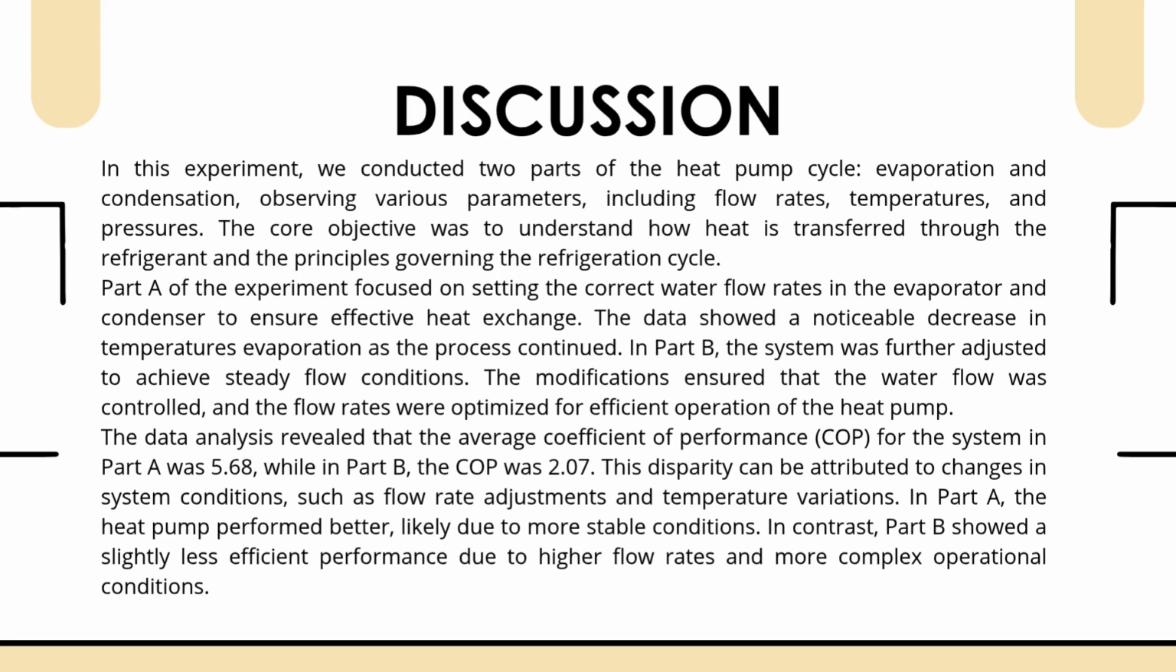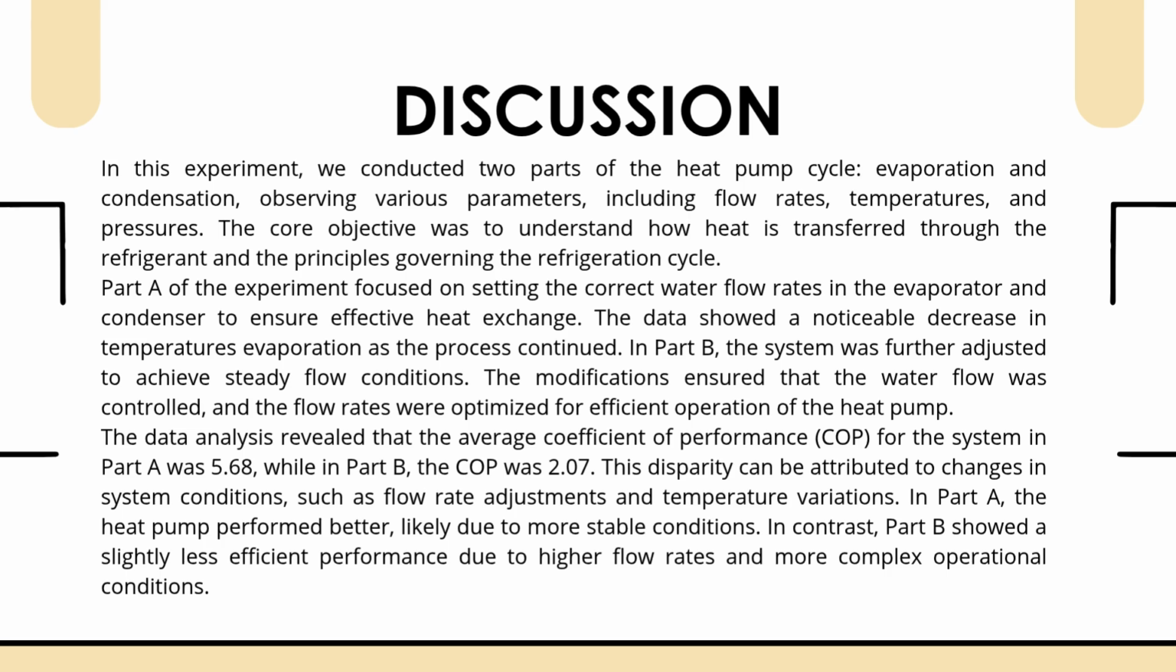In this experiment, we conduct two parts of the heat pump cycle, which are evaporation and condensation, observing various parameters including flow rates, temperatures, and pressure. The core objective was to understand how heat is transferred through the refrigerant and the principles governing the refrigeration cycle. Part A of the experiment focused on setting the correct water flow rates in the evaporator and condenser to ensure effective heat exchange. The data showed a noticeable decrease in evaporator temperature as the process continued.